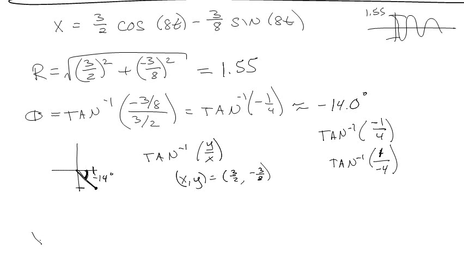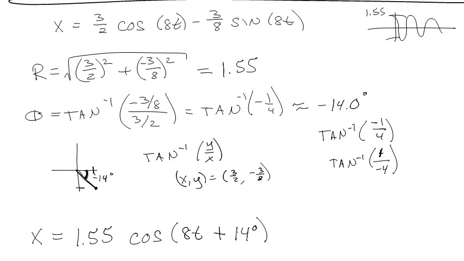This is very exciting. So now I can rewrite my original solution, although my original solution has nice, pretty fractions. This is 1.55 cosine 8t minus a negative 14 degrees. So in fact, I have a plus 14.